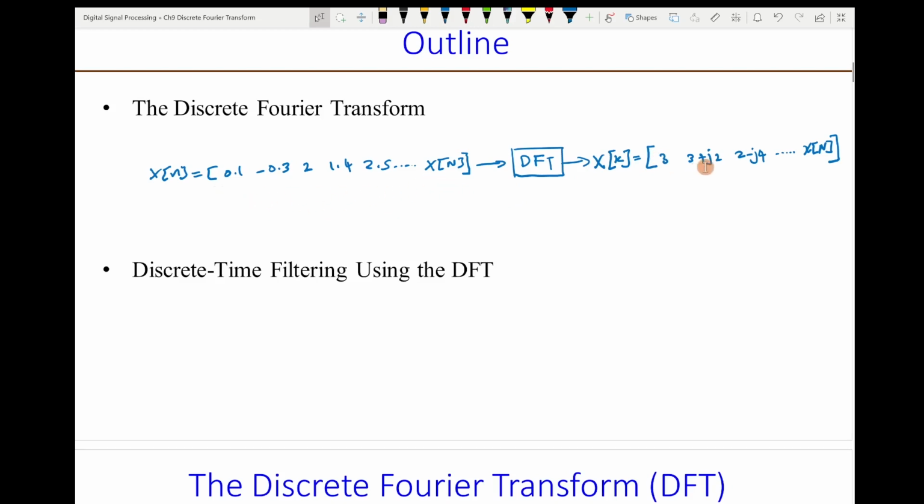3 plus j2, a complex number, will tell you if there is a sinusoid present in this signal of a specific frequency, and the strength of this sinusoid will be the magnitude of this complex number, and the delay or the phase shift of this sinusoid will be the angle of this complex number. And this will be the second harmonic and third harmonic. So the discrete Fourier transform is pure math. It takes numbers and gives you a set of numbers.